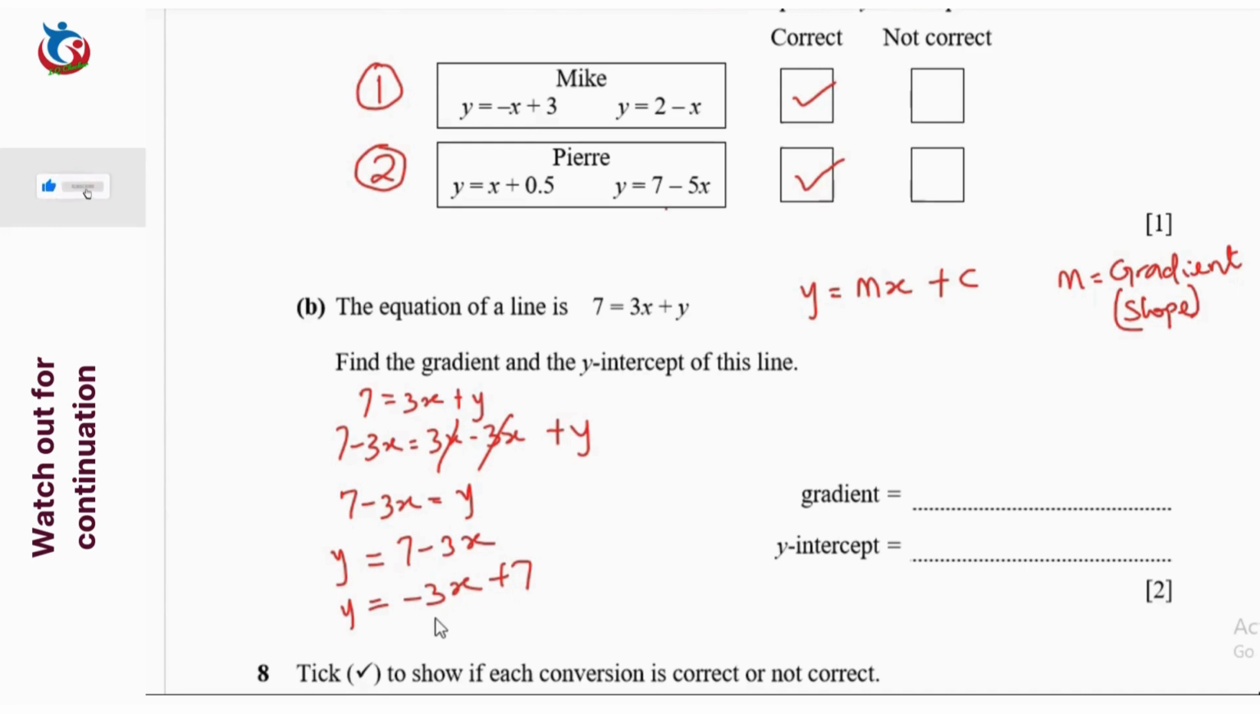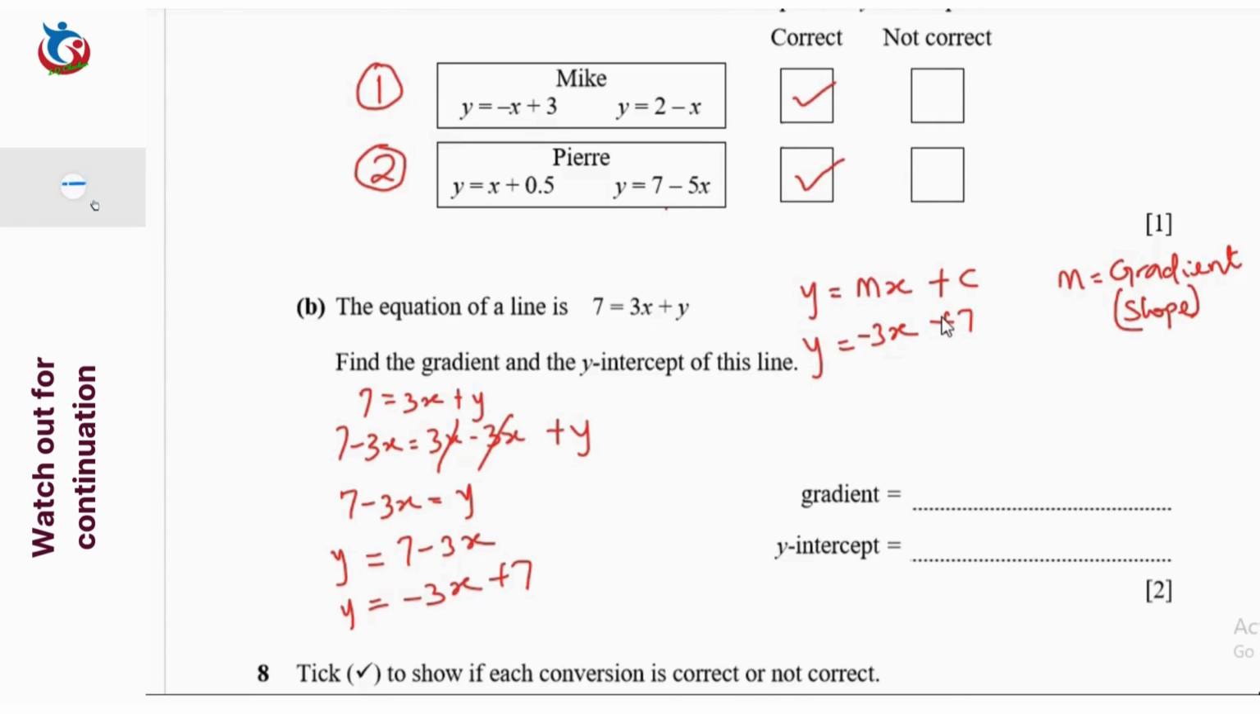Remember, we are trying to make sure that the equation fits our linear equation. Now bringing them together, we have y is equal to minus 3x plus 7.